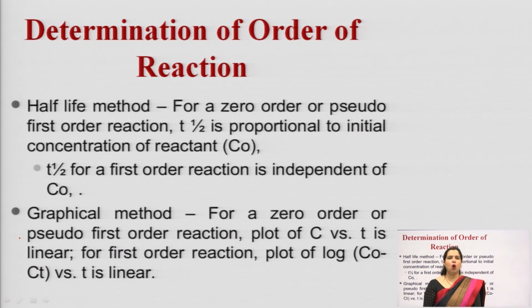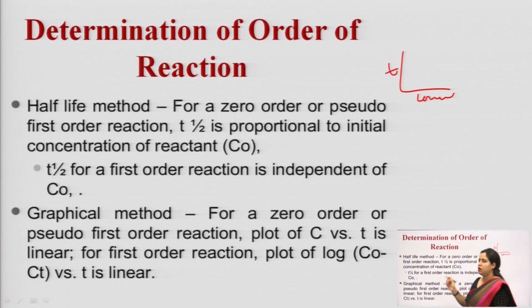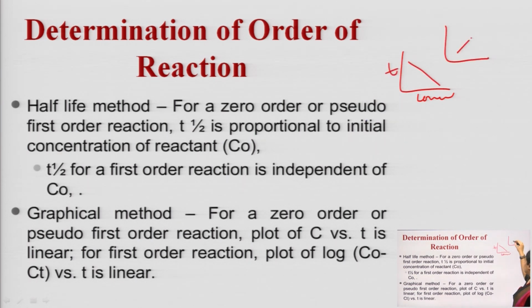Graphical method for a zero order or pseudo first order reaction: plot concentration versus time. In our earlier discussions, we covered this type of graph of concentration against time. Graphical methods can be used for zero order, first order, second order and pseudo orders as well, as a linear representation. For first order, the plot of log (C0 minus Ct) versus t is linear. Sometimes in zero order we get this type of slope, and for first order this type of slope.